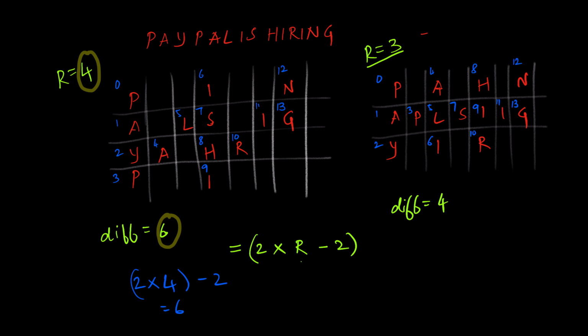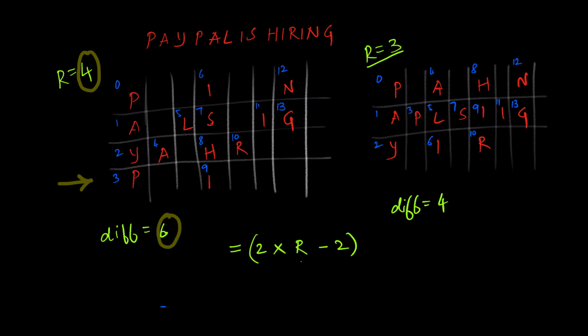And with row equal to 3, 2 into r minus 2, 6 minus 2, which will give me 4. The formula aligns with the difference that we are expecting in both the examples. Now if we look at the last row in both the examples, the difference is again the same.